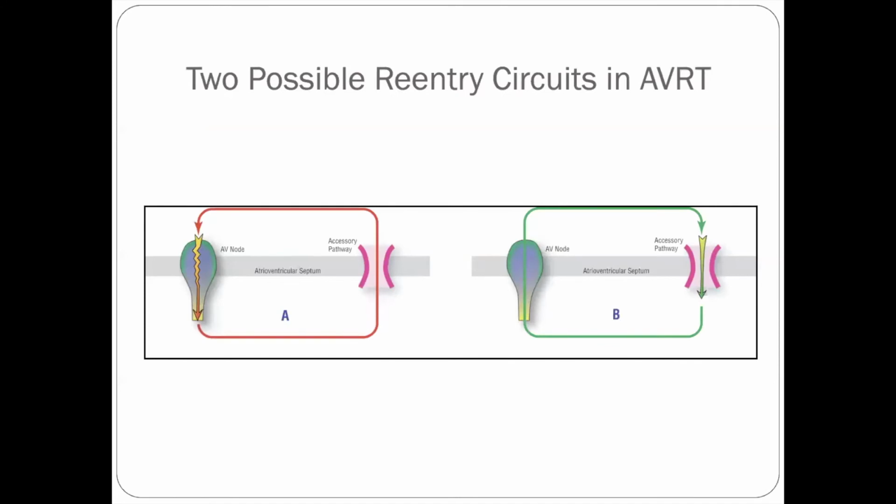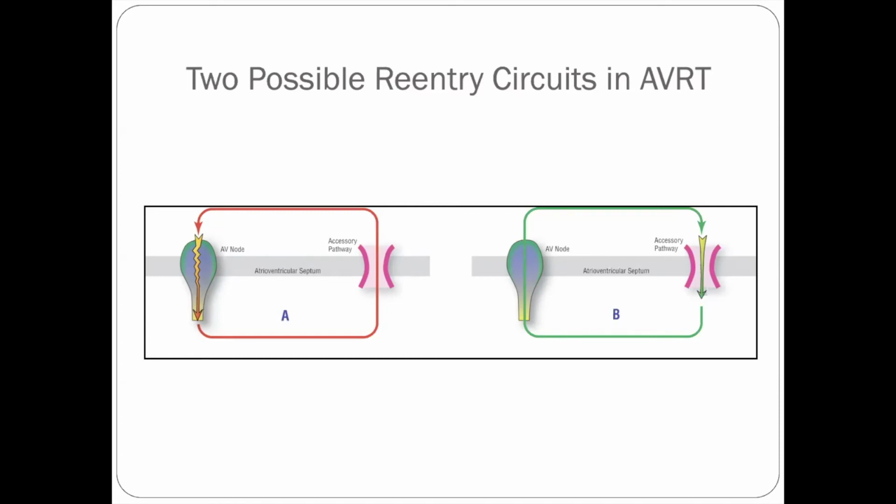There are two possible reentry circuits that can come into play. One of them is where the pathway goes from the atria to the ventricles through the AV node and then back up through the accessory bypass track.